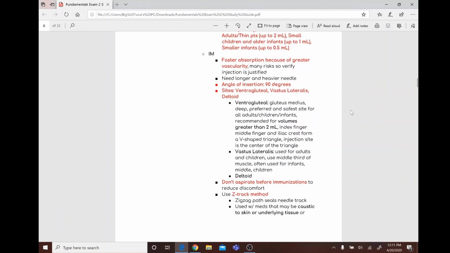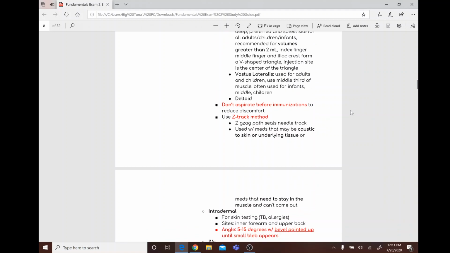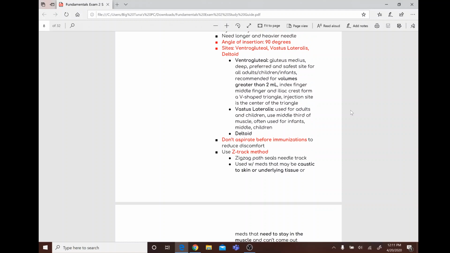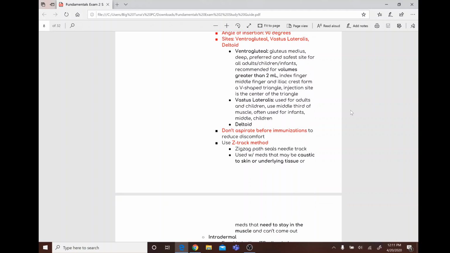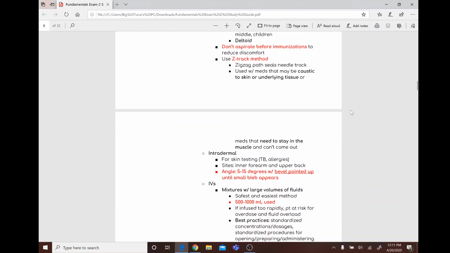Specifically with aspiration and IM injections, what are we not going to do to reduce discomfort? We're not going to aspirate. What method are we going to use along with IM? Z-track method. It's a zigzag path that seals the needle tract. Why would we use the Z-track method? It's used with meds that may be caustic to skin or underlying tissue, or meds that need to stay in the muscle and can't come out.